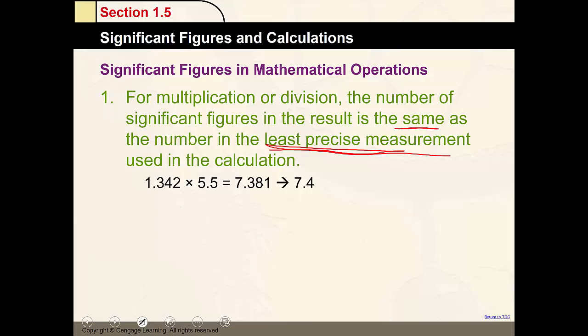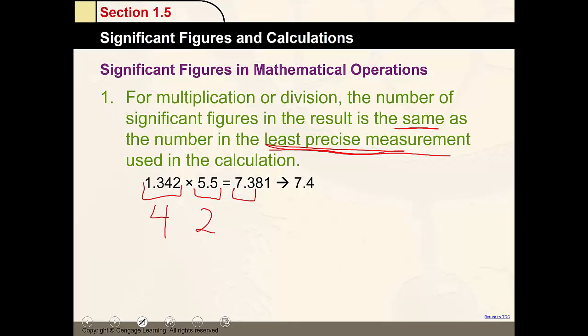So, if we look at these two numbers here, 1.342 times 5.5. 1.342, all those are non-zero numbers, it has 4 sig figs. 5.5, both of those are non-zero numbers, that has 2 sig figs. So, that means our answer can only have 2 sig figs. So when you calculate that out on your calculator, you get 7.381.